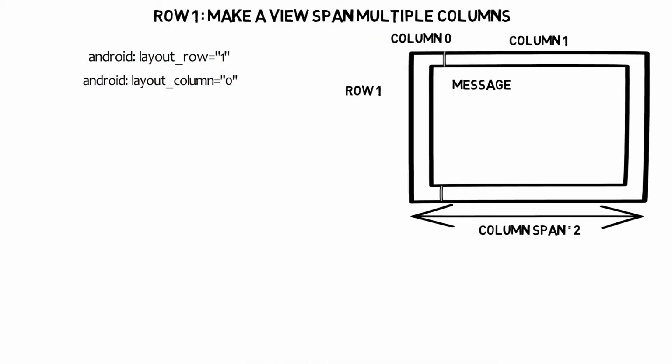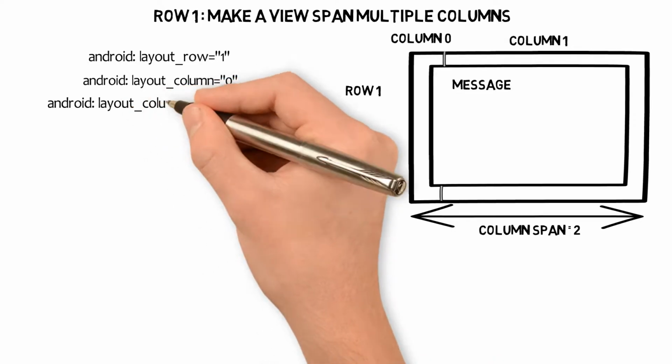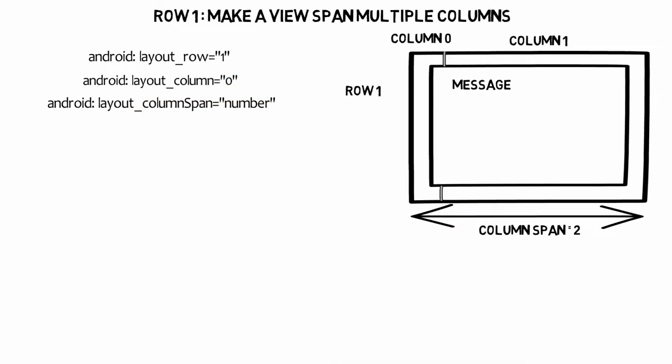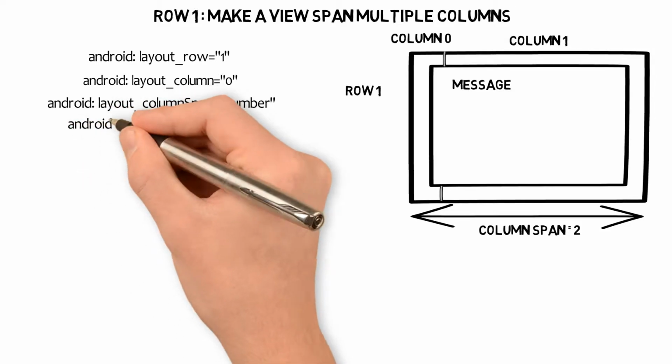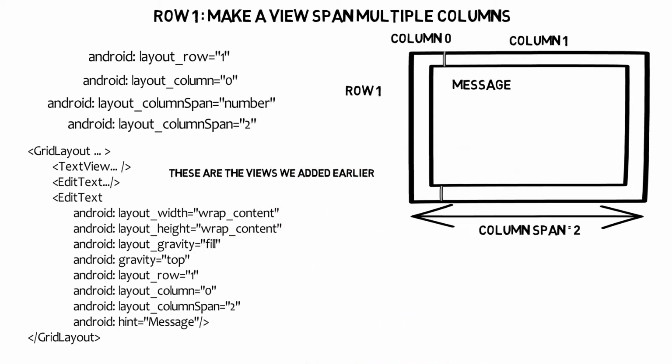We want our view to go across two columns, and we can do this using the Android layout column span attribute like this. Android layout column span is equal to number, where number is the number of columns we want the view to span across. In our case, this is Android layout column span is equal to 2. Putting it all together, here's the code for the message view.